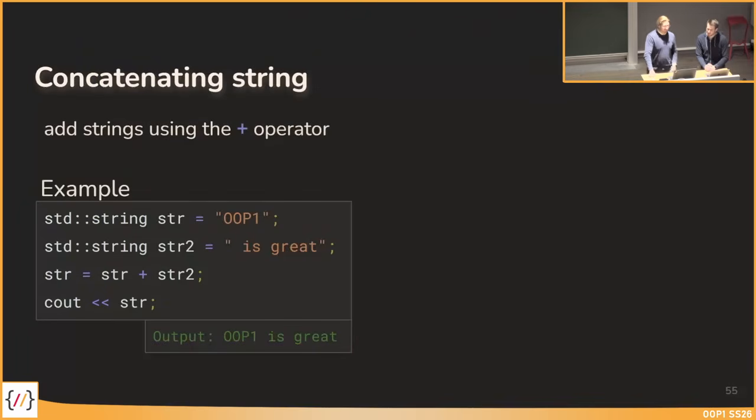Now coming back to what we've seen before in C, which is concatenating strings and then comparing strings. In C++ it's much easier because we can just use the plus operator to concatenate strings. So we have str and str2, two strings that we have defined and initialized, and then we can just concatenate them by using the plus operator and store the result, for example, in the first string, and then, for example, print the first string. We can see that the output is the concatenation of both strings.